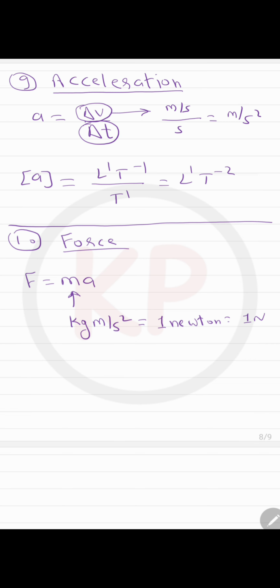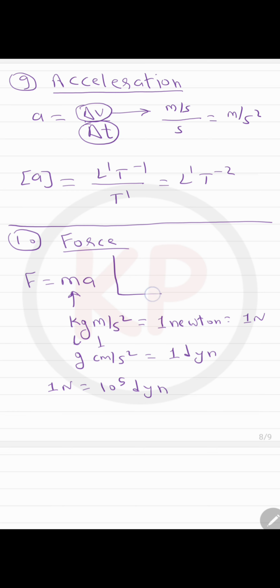1 kg meter per second square is called 1 Newton. If it is taken in CGS, it will be gram centimeter per second square. This is called 1 dyne. There is a relation between Newton and dyne. The relation is 1 Newton is 10 raised to 5 dyne.